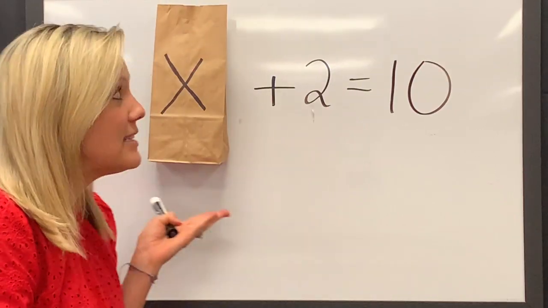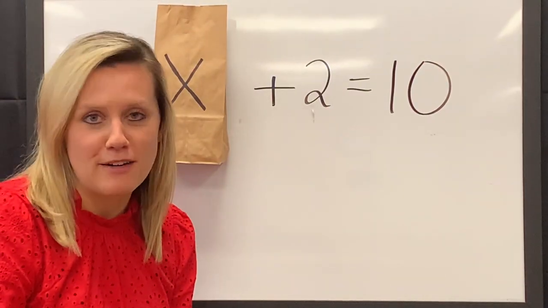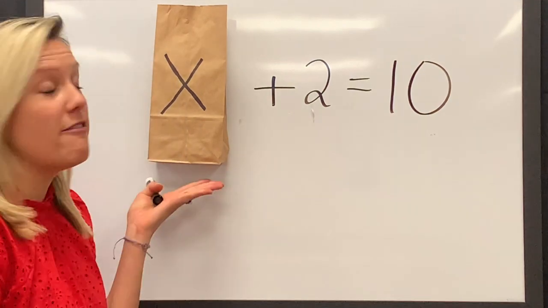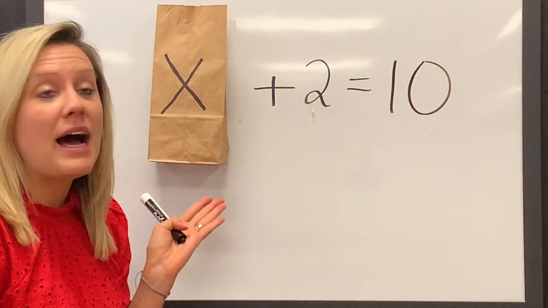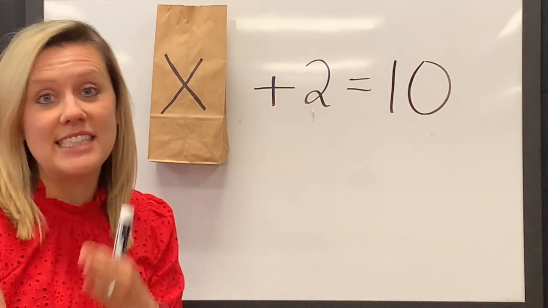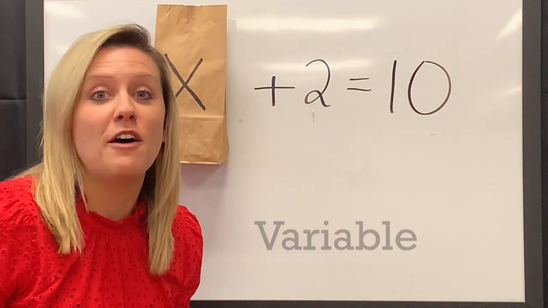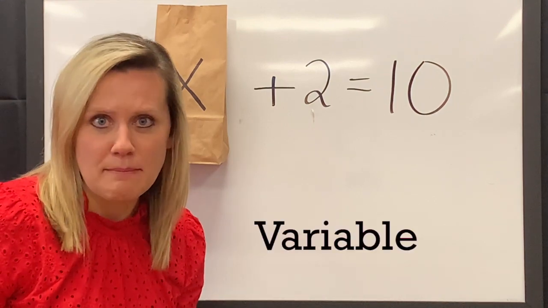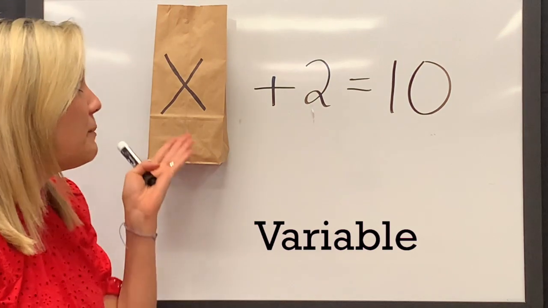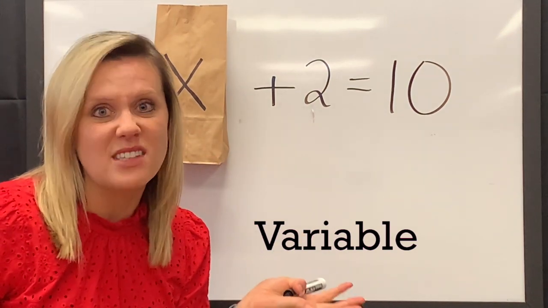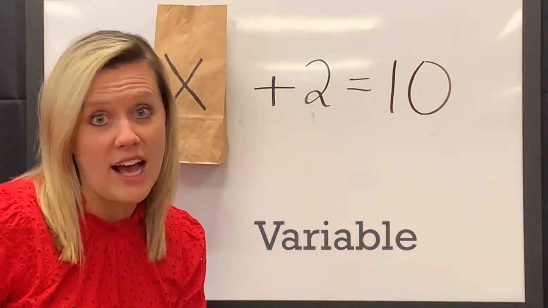Okay, here we go. In this brown paper sack, I have a certain amount of pieces of candy. This is going to be called a variable. Whenever you have a letter that stands for a number, but it's unknown, we call that a variable. Usually in mathematics, we use the variable x, but we could use any letter that we want. Sometimes you'll see letters used that aren't x.